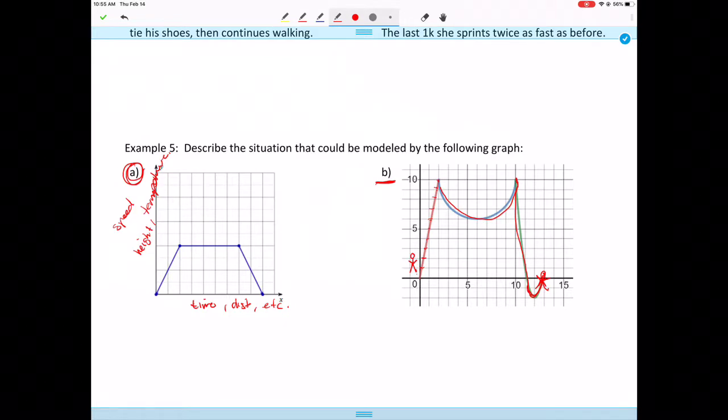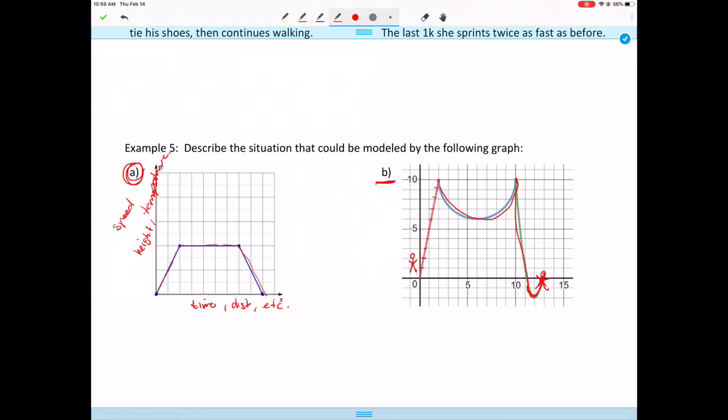All right, hopefully you did that. If not, you can just listen. We had lots of people in class that had good ideas. You could have somebody climbing up a ramp and then walking across a flat place and then going back down a ramp or something like that. And that could be distance, which would be our x value.